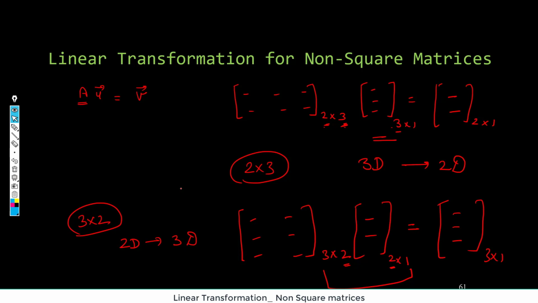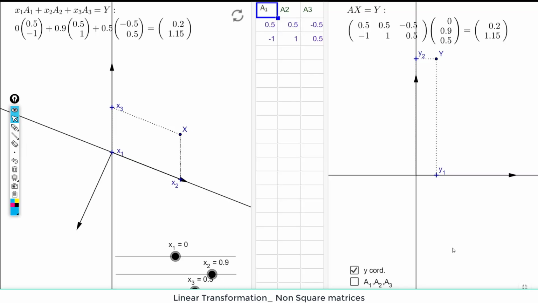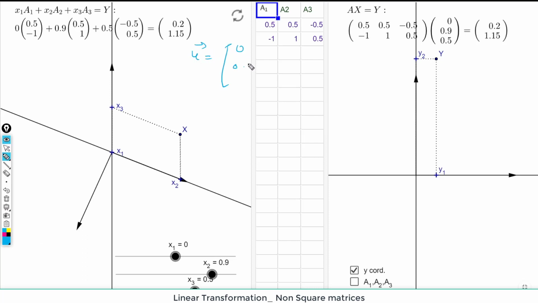Let's look at this transformation in some of the applets, 2D to 3D and 3D to 2D. So here is the example of a linear transformation from 3-dimension space to 2-dimension space. On the left hand side, you can see it is a 3-dimension space and the input vector has these coordinates: x1 is 0, x2 is 0.9 and x3 is 0.5. So the input vector u is 0, 0.9 and 0.5. And by dragging the points here on the screen, we can always change the position of the input vector. As of now, I am keeping it as it is.